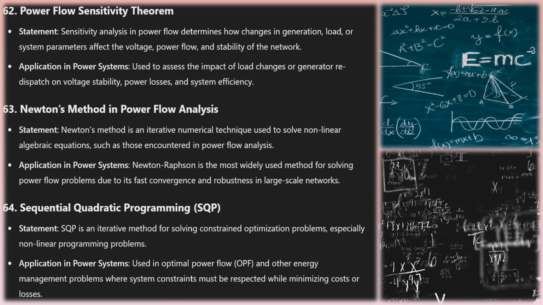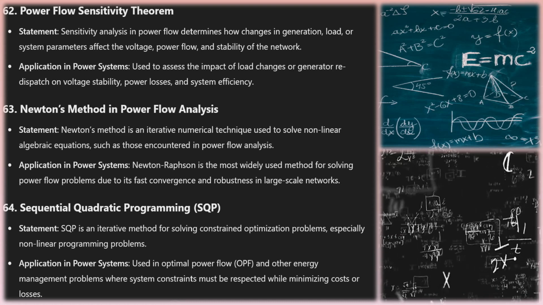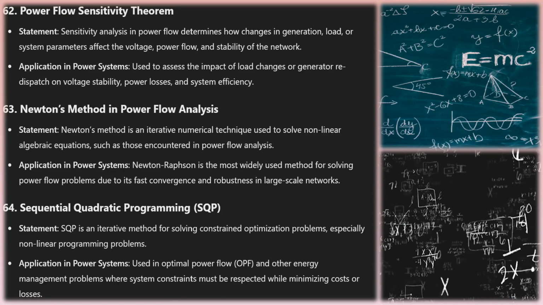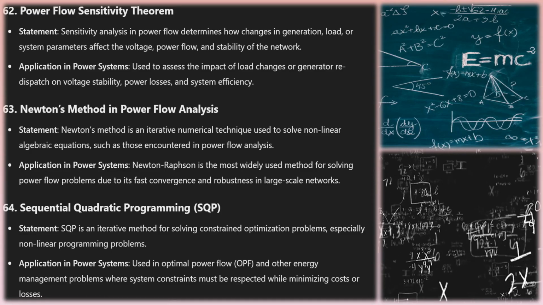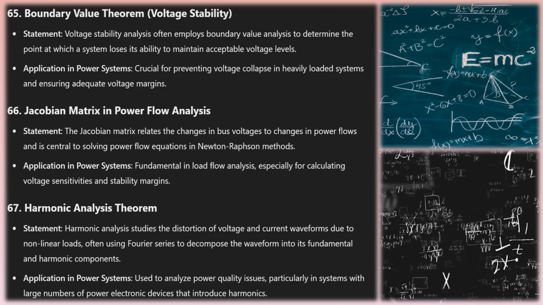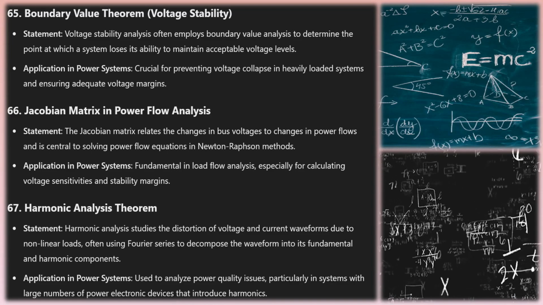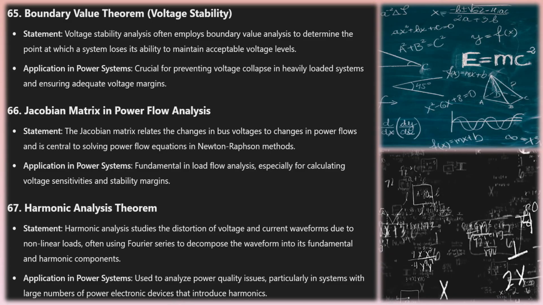Perron-Frobenius theorem. In a positive square matrix, there exists a unique largest real eigenvalue, the Perron root, and the corresponding eigenvector has strictly positive components. Application in power systems: used in power grid stability studies, including eigenvalue analysis for small signal stability and voltage stability.